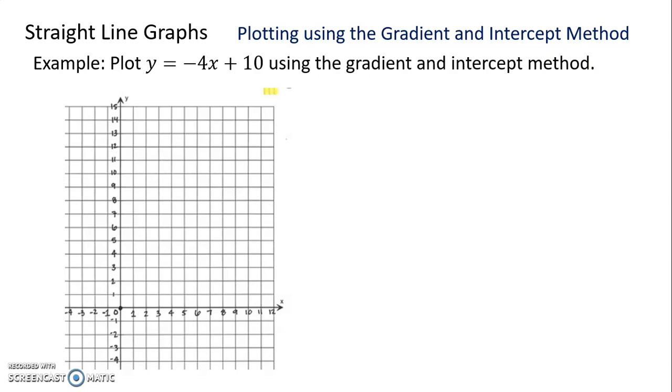Okay, so you should have plotted a point at 10 because the intercept is positive 10. And then we're going along 1 and down 1, 2, 3, 4. And then along 1, down 1, 2, 3, 4, and so on. And then join that up with a nice straight line.